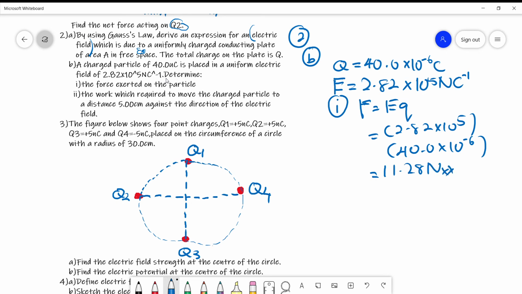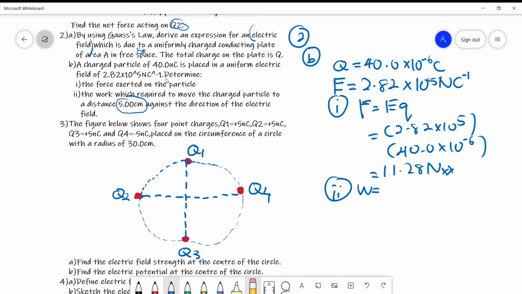So this is part 1. As for part 2, the work required to move the charged particle a distance of 5 cm against the direction of the electric field. Usually the work done that we write is QV, Q multiplied by the electric potential difference. In this case, the electric potential difference is not given, so this formula is not applicable.